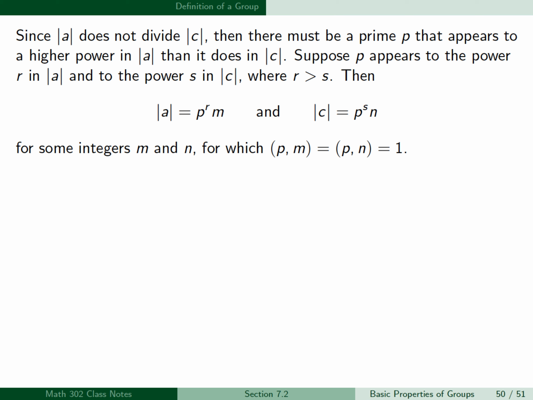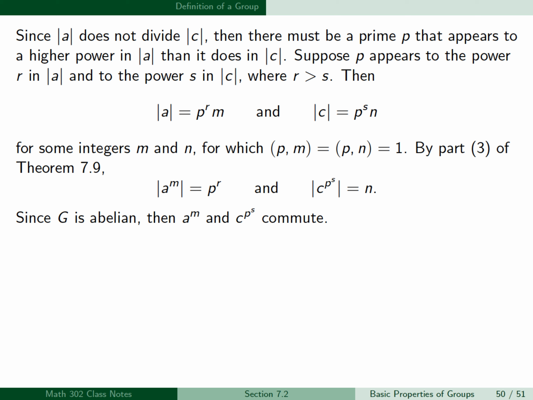So if we assume that R is the power of P that appears in the order of A, and S is the power of P that appears in the order of C, then the order of A is P to the R times M, and the order of C is P to the S times N. And there are no other factors of P in M and N. Now by part 3 of theorem 7.9, the order of A to the M will be P to the R. Since the order of A is the product P to the R times M, the order of A to the M will be the remaining factor in the product, so P to the R. And the order of C to the P to the S will be N.